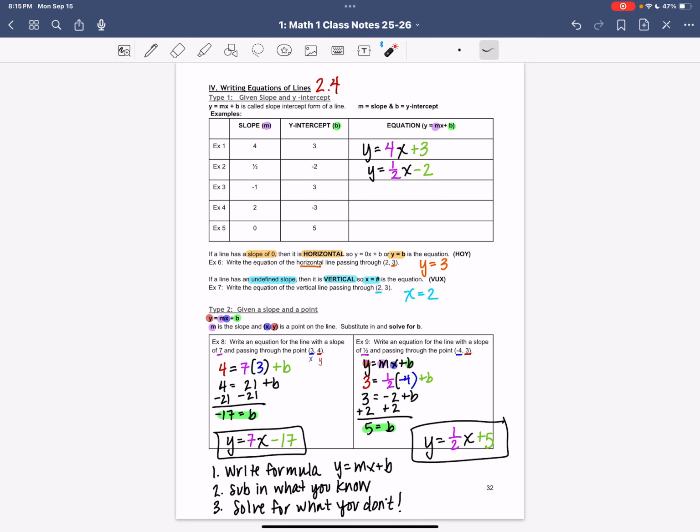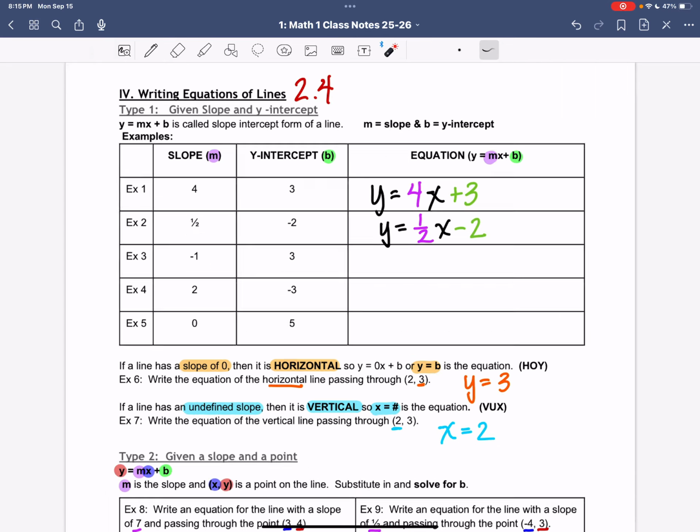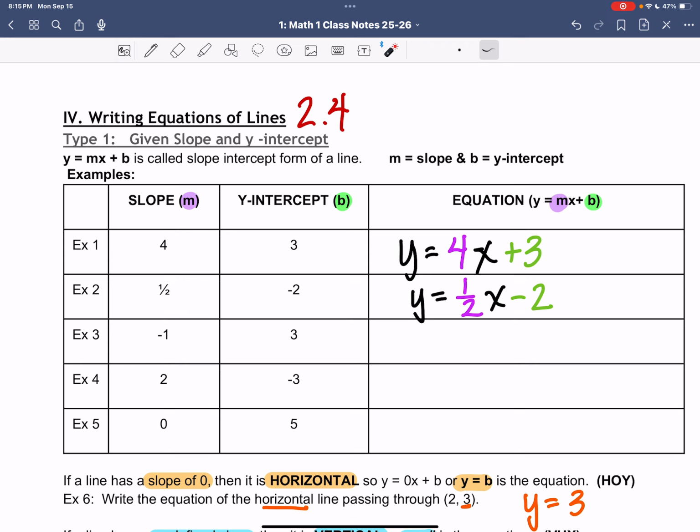All right, today we're going to talk about writing equations of lines. When you're writing an equation of a line, if you're given the slope and y-intercept, this one's pretty easy. We know our equation is y equals mx plus b. That's called slope-intercept form. M is your slope and b is your y-intercept.